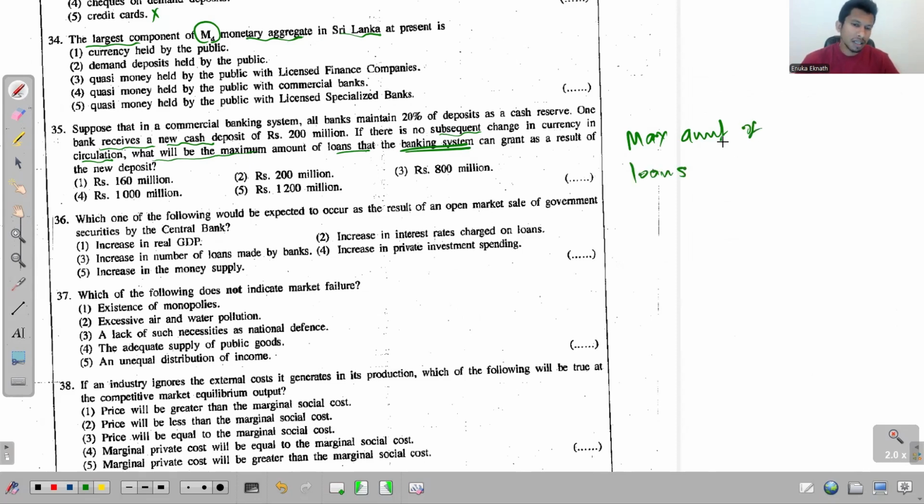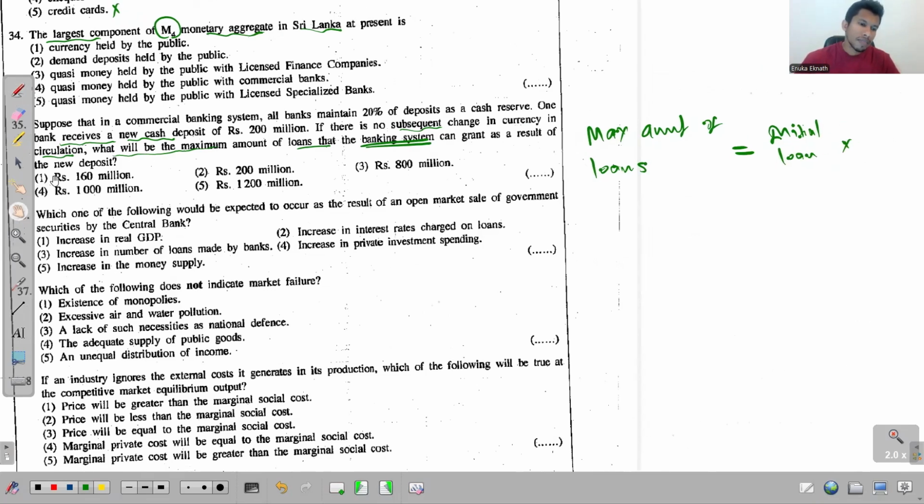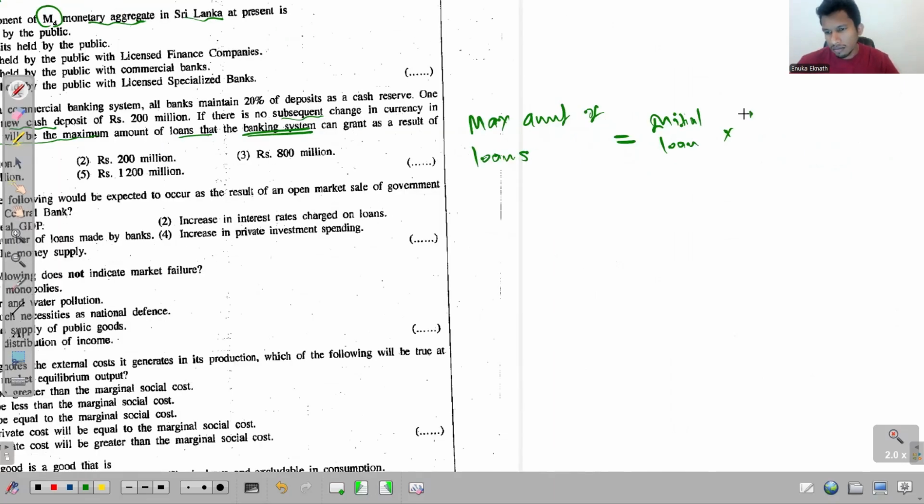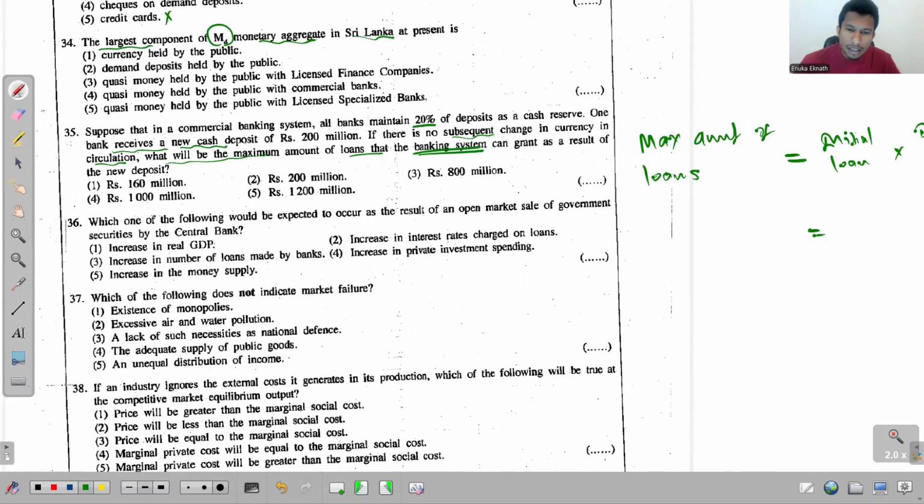Okay, so the simplest equation of calculating this maximum amount of loans that can be granted by the entire banking system is initial loan multiplied by the deposit multiplier. Right. So how do we find this initial loan? See, the question tells us that the banks maintain this 20% statutory reserve ratio. So that means the remaining 80% they can offer as loans. So how do we find this initial loan then?